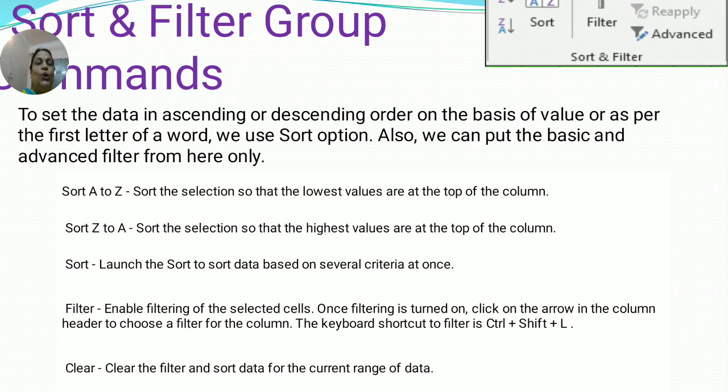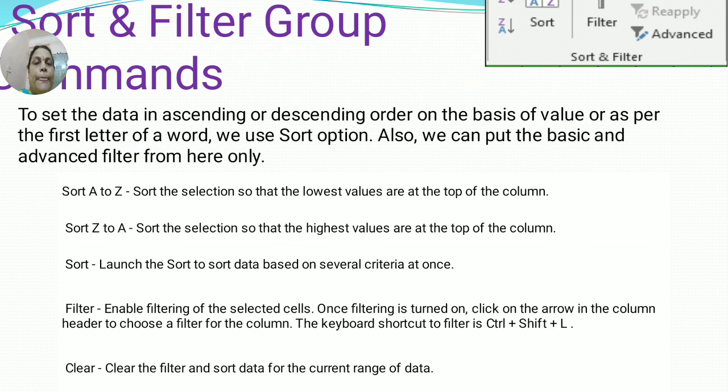Next command is Sort. It launches the Sort dialog to sort data based on several criteria at once. It is for sorting the data depending upon the criteria or conditions. How you are sorting, that is on the basis of a criteria, conditions. Sorting the data in the Excel sheet using conditions. This is a command used for using conditions.